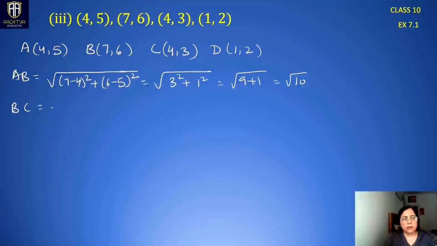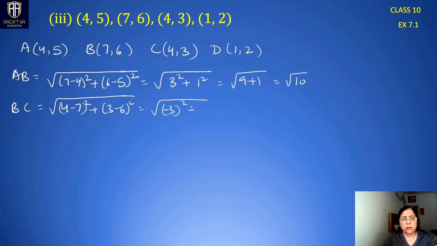Then we have BC, 4 minus 7 square added to 3 minus 6 square, which is 4 minus 7 is negative 3 square added to 3 minus 6 is also negative 3 square. So we have 9 plus 9, sorry, this is 9 plus 9 is 18. 18 can be written as 3 root 2.